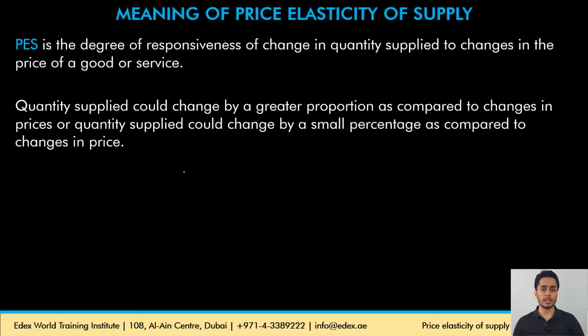The quantity supplied could change by a greater proportion compared to changes in price, or it could change in lower proportions compared to changes in price. So when the quantity supplied changes in higher proportions, we say that the supply is elastic, highly elastic. Whereas if the quantity supplied changes in lower proportions, we say that the supply is inelastic, or PES is inelastic.